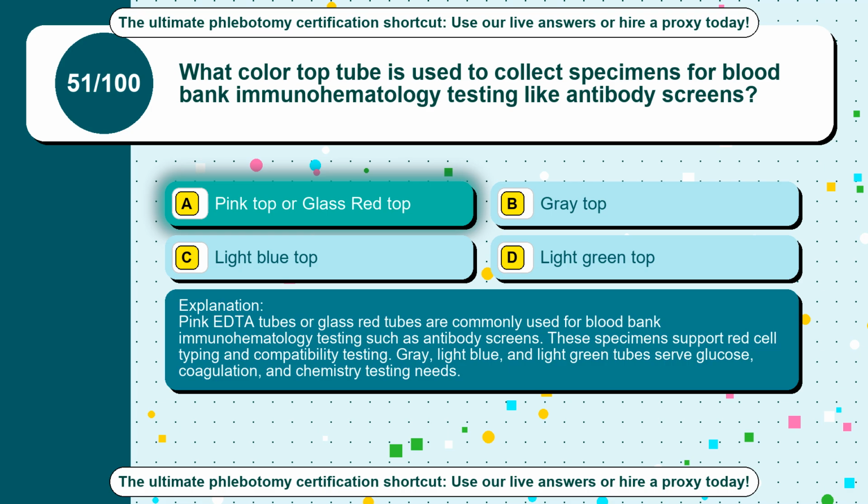Pink EDTA tubes or glass red tubes are commonly used for blood bank immunohematology testing such as antibody screens. These specimens support red cell typing and compatibility testing. Gray, light blue, and light green tubes serve glucose, coagulation, and chemistry testing needs.